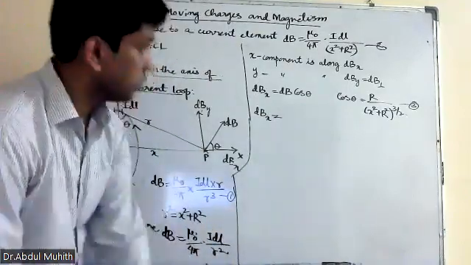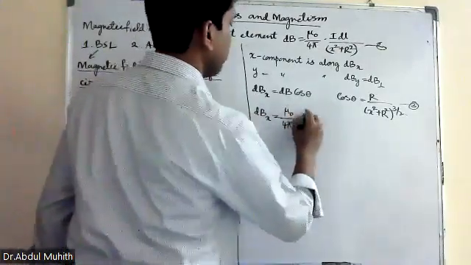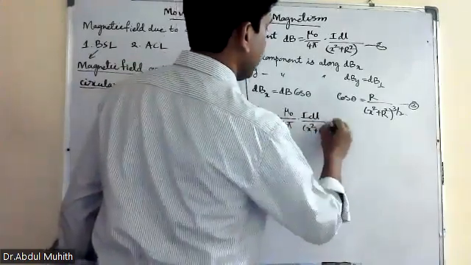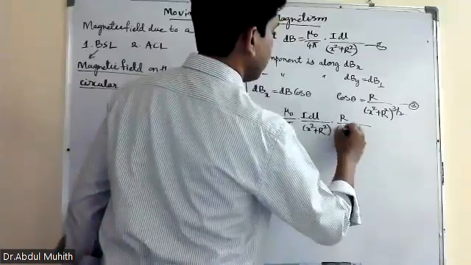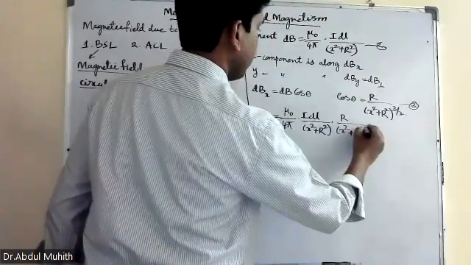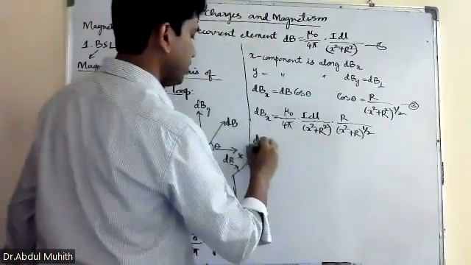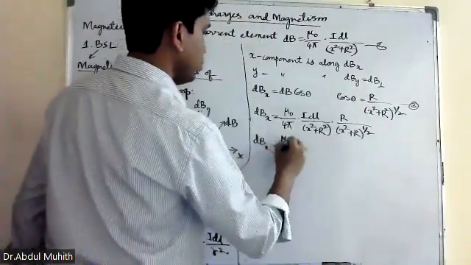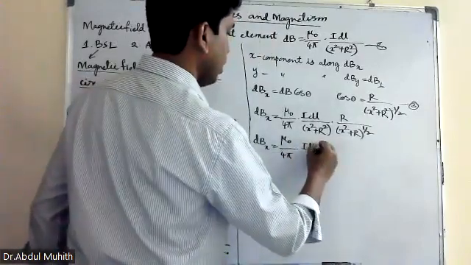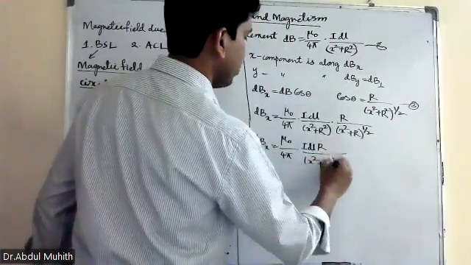So here, what happens? dBx is equal to μ0 by 4π into I into dl divided by (x² + r²), into r divided by (x² + r²), whole to the power of... sorry, this will become 1 by 2, not 3 by 2. So the total value will become how much? dBx is equal to what? μ0 by 4π into I into dl into r divided by (x² + r²) whole to the power of 3 by 2.